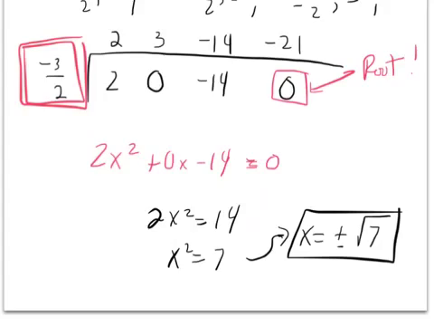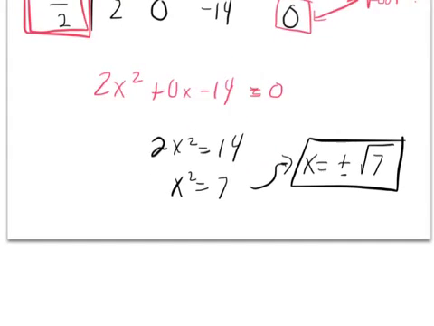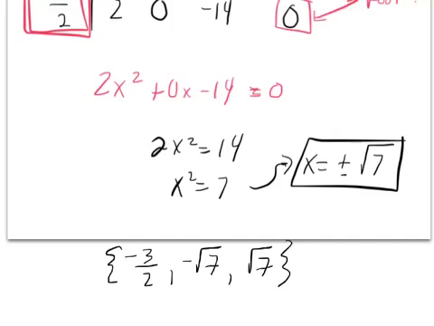This problem said solve the equation, so we solved the equation. We got answers of -3 halves, -root 7, and positive root 7. Those are our 3 roots. Again, only the -3 halves is the rational root.